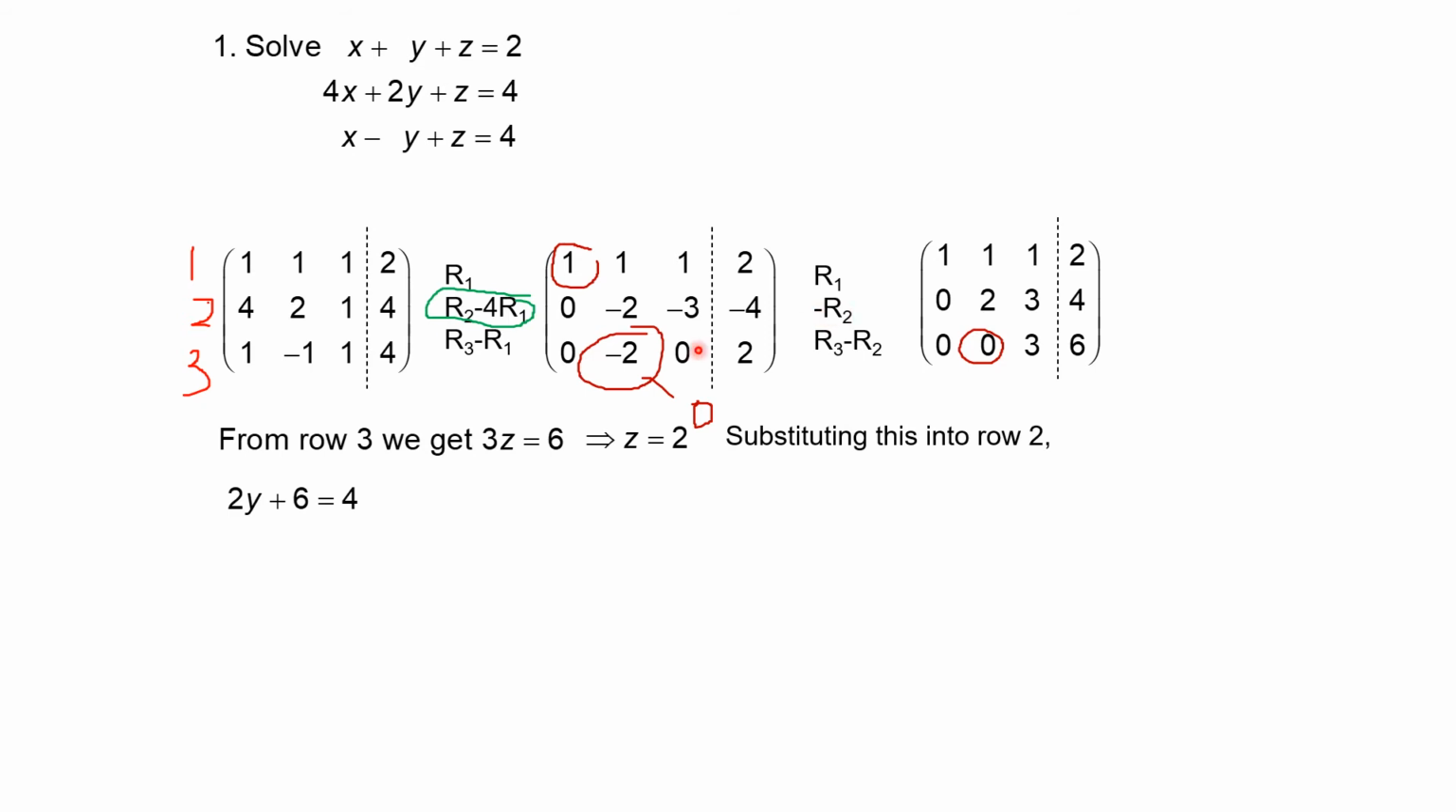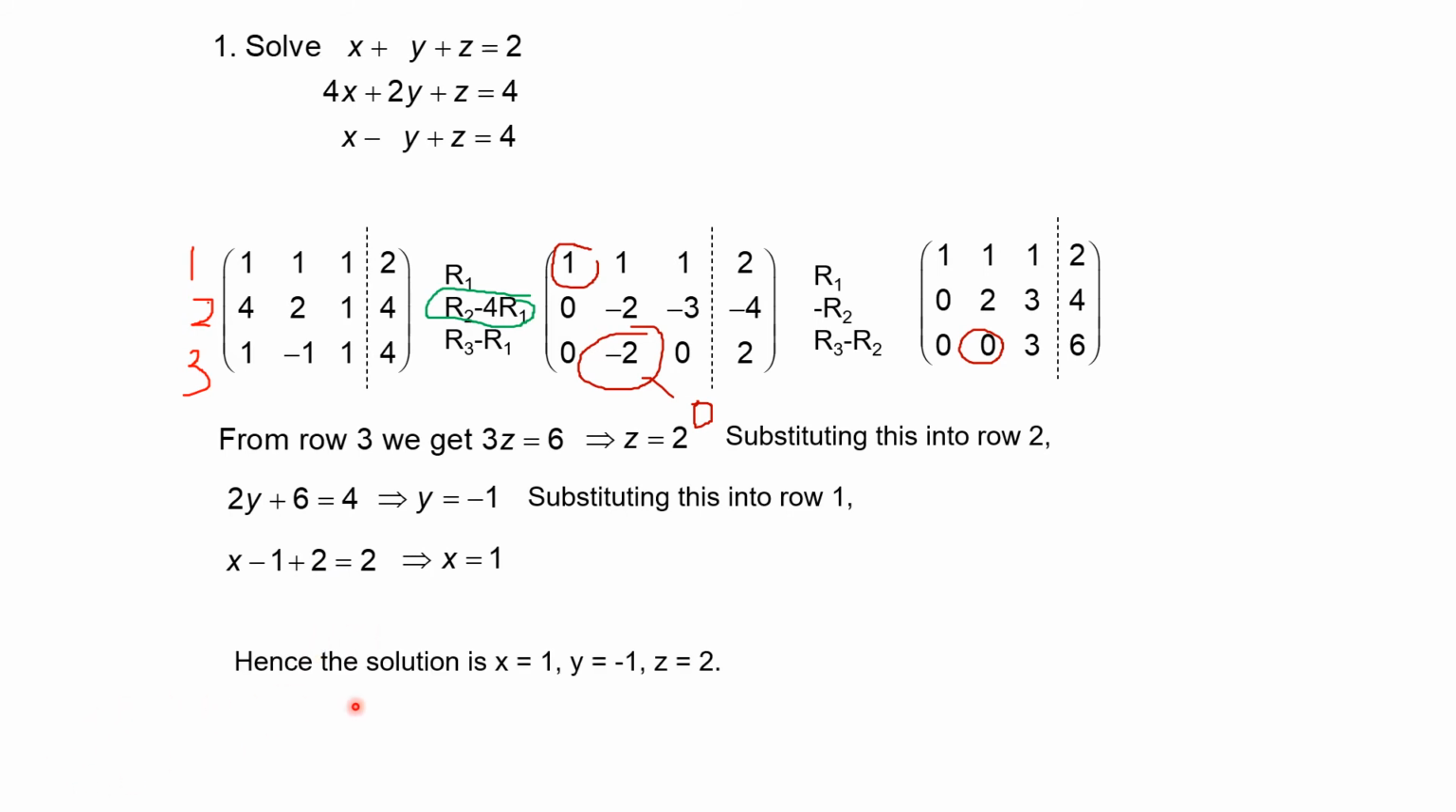2y plus 3z, right, equals 4. So 2y plus 3z, 3z is 6, right? 3 times 2 is 6, equals 4. And you solve your y. And you move on to the first row, x plus y plus z equals 2. Right? x plus y plus z, so y is negative 1, z is 2, equals 2. You will solve your x as 1.